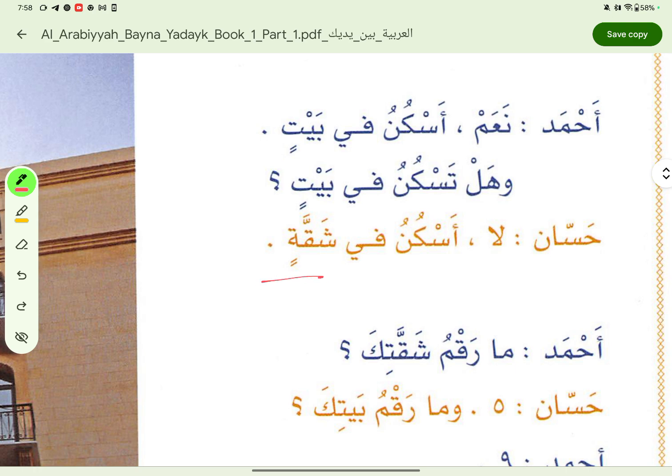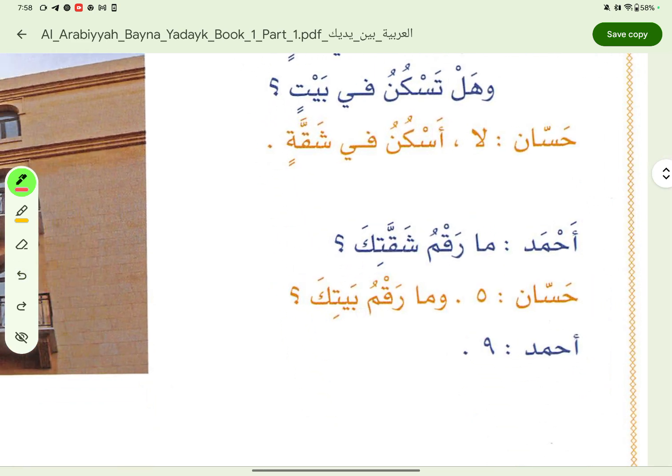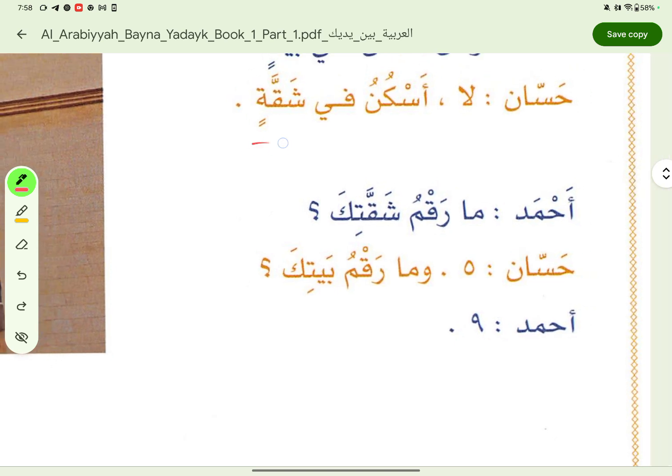There's a new word here. شقة. And I advise that you write it down. شقة means apartment. In Saudi they say شقة, but obviously we're not going to use any lahja or slang here. We're using it how it's supposed to be said. And then the person asks ma, and we know ma means what? رقم, which means number.